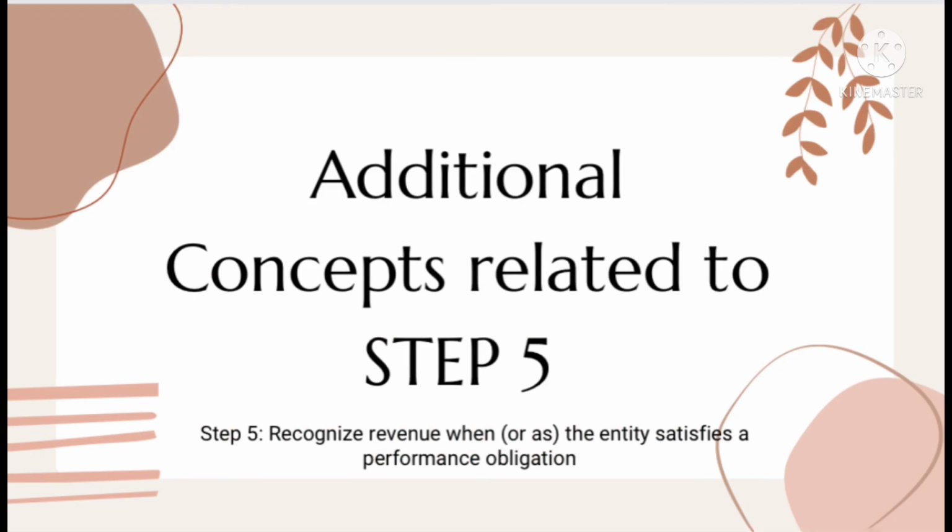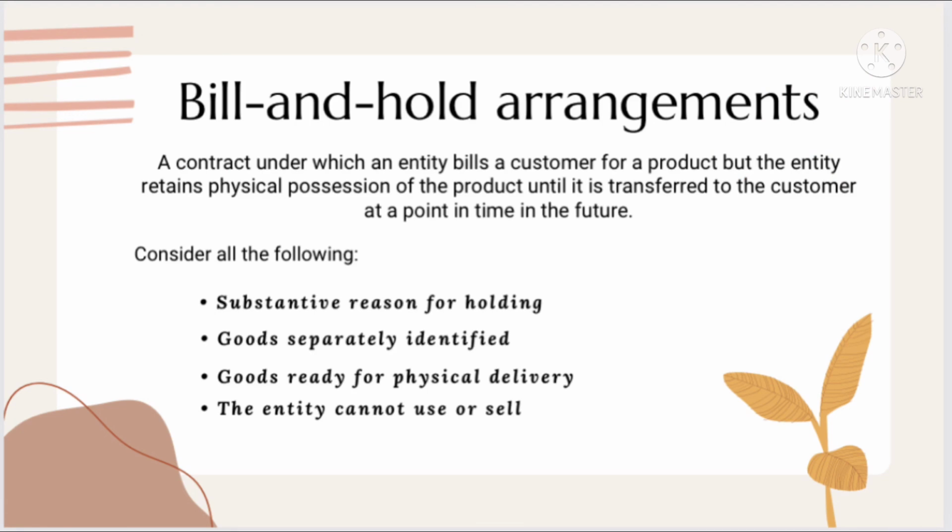Step 5. Recognize revenue when or as the entity satisfies a performance obligation. Bill and hold arrangement. A contract under which an entity bills a customer for a product but the entity retains physical possession of the product until it is transferred to the customer at a point in time in the future. So, what it says here is that this results when the buyer is not yet ready to take delivery but does take title and accepts billing. Kunwari, sabi ni customer, seller, i-hold mo muna, wala pa akong space or paglalagyan dito pero babayaran ko na or singilin mo na ako.